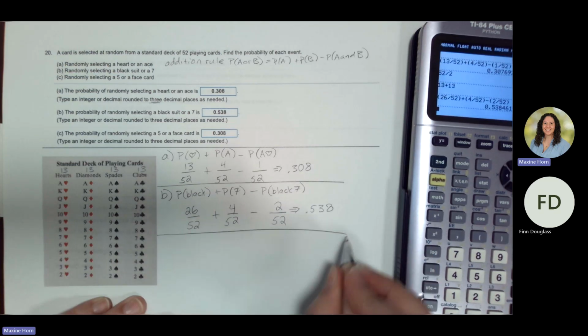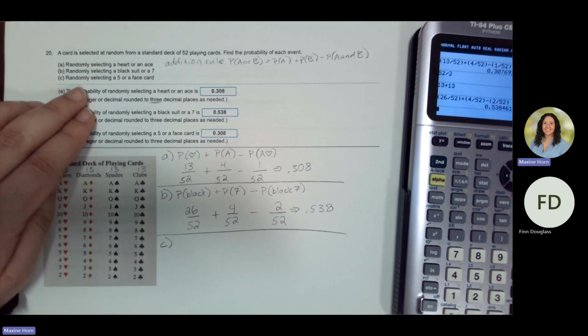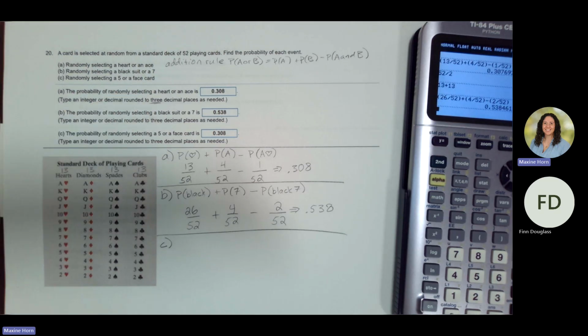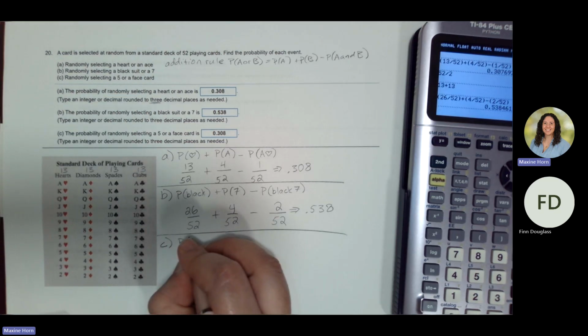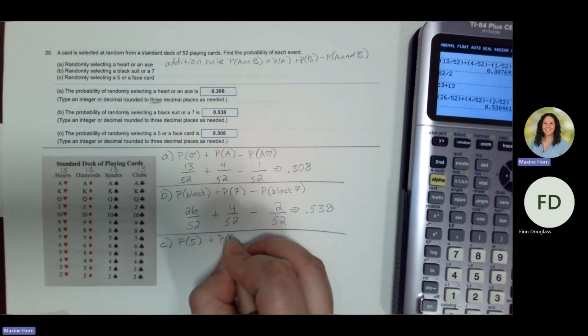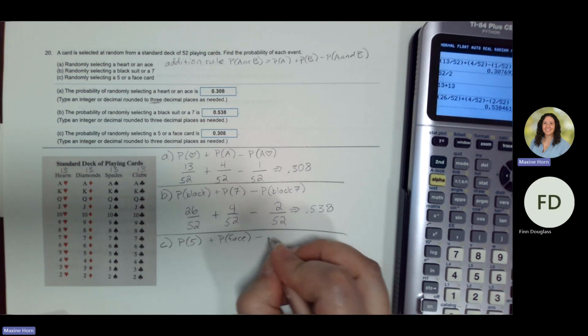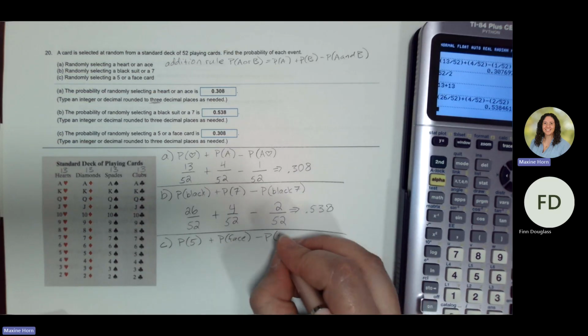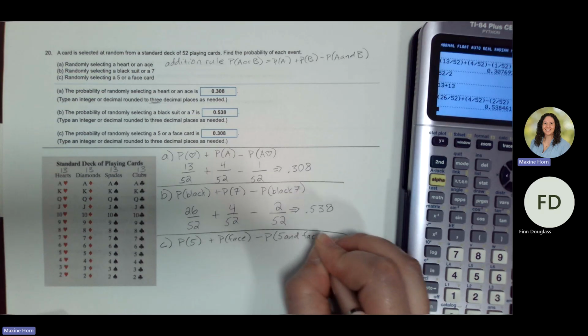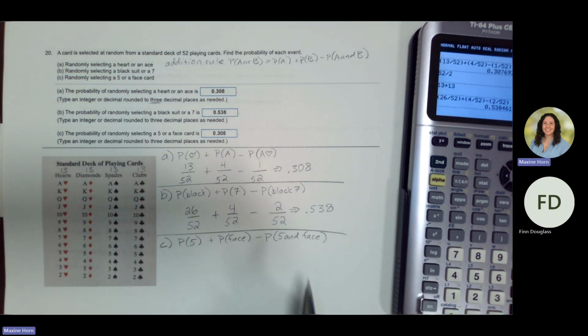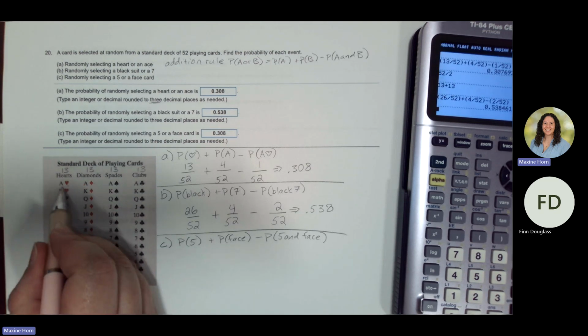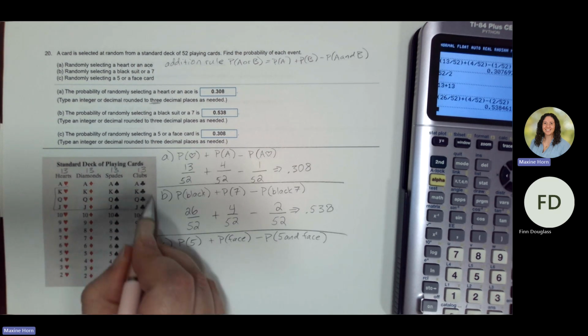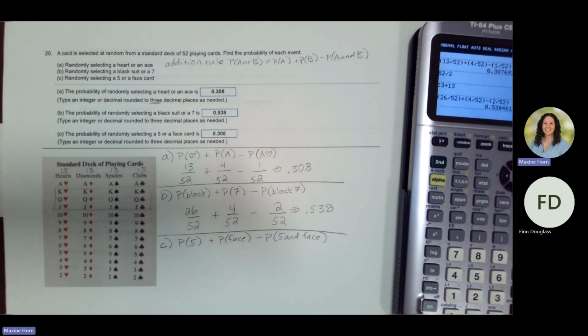And then finally we have part C. They want randomly selecting a 5 or a face card. So the probability of a 5 plus the probability of a face card minus the probability that a card is both a 5 and a face card. Well, right off the bat, we're going to say this is 0 because the face cards, remember we talked about, are the kings, queens, and jacks. Those are the only face cards. None of those are fives. There is no overlap between fives and face cards.